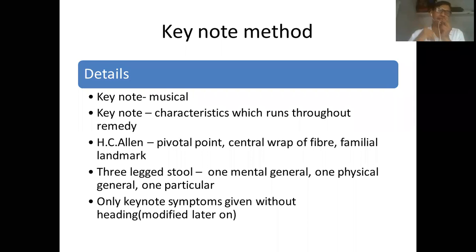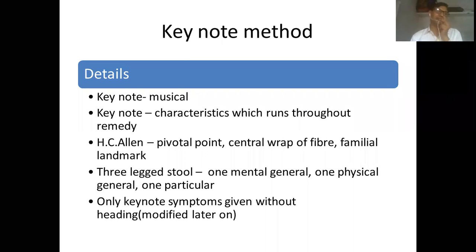Similarly, in a remedy, in a drug, in a medicine, whichever you study, there is some characteristic which is running throughout the remedy. If you study the head symptoms, that symptom will be present. If you study the eye symptoms, that symptom will be present. If you study the symptoms related to the back, the abdomen, whatever part you name, that characteristic will be there. For example, our first drug, Arnica montana.